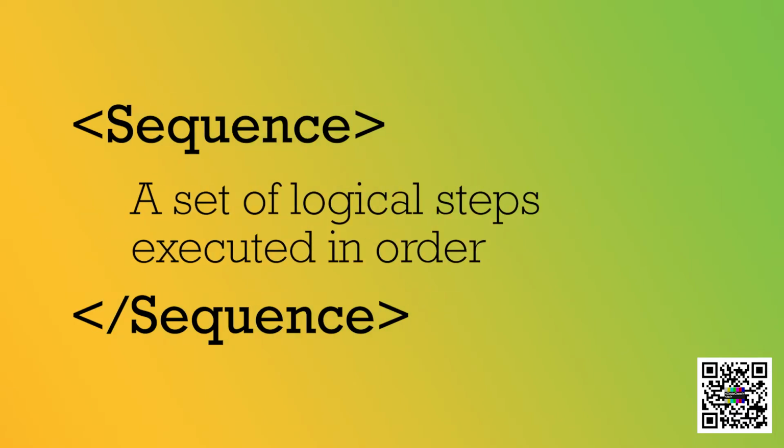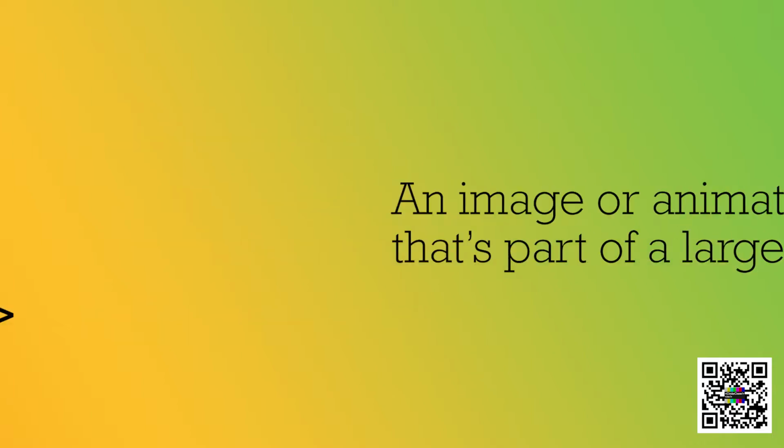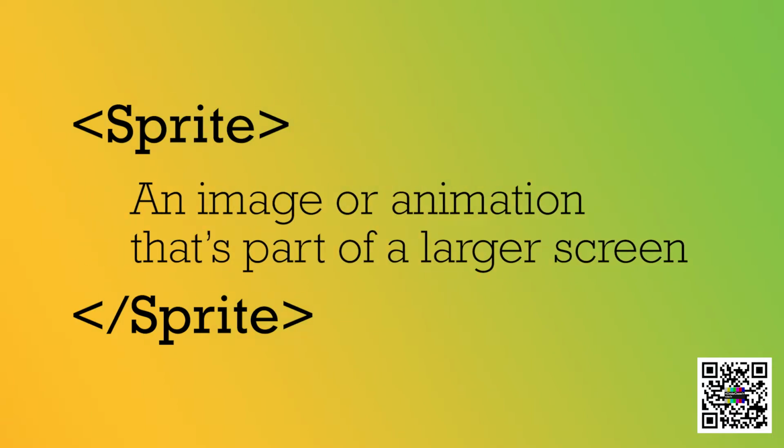Now we have the term sequence. A sequence is a set of logical steps executed in order. Iterations use a sequence to repeat a set of instructions. The last word is sprite. A sprite is a static image or animated graphic designed to be a part of a larger screen. You will see an example of this during our lesson on Scratch. Now that you're all caught up, let's get started.